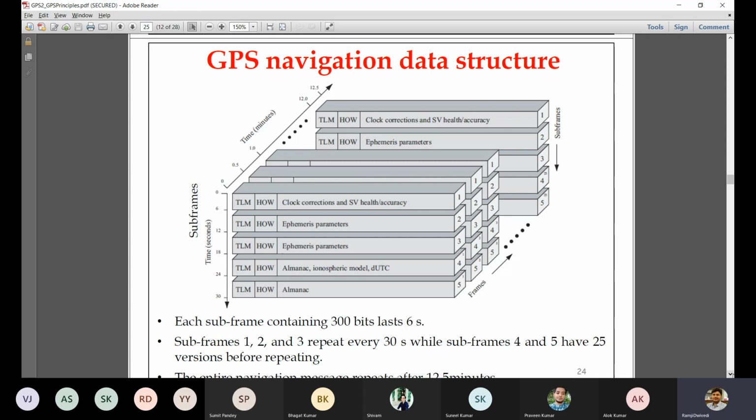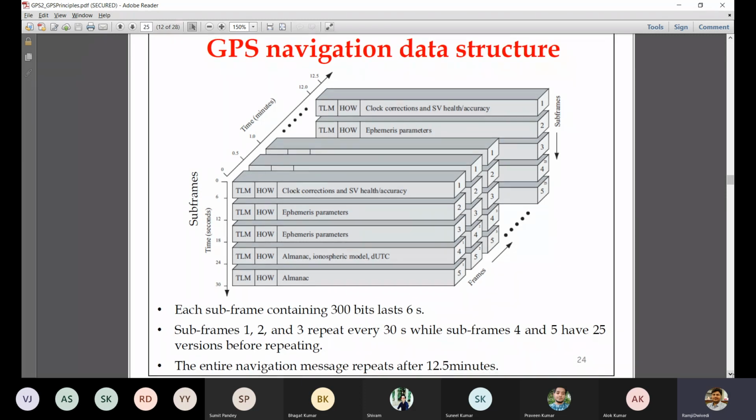Look at the structure, just once, that in the first 30 seconds you have TLM handover word clock correction, TLM handover FRS parameter, TLM handover ephemeris parameter, TLM handover almanac ionospheric model DUTC, TLM handover and almanac. Then it keeps repeating in half a minute, 1 minute, and so on. So every 30 seconds you have this much information.